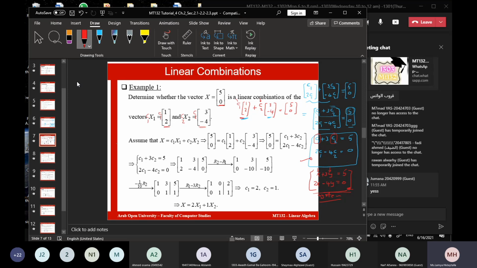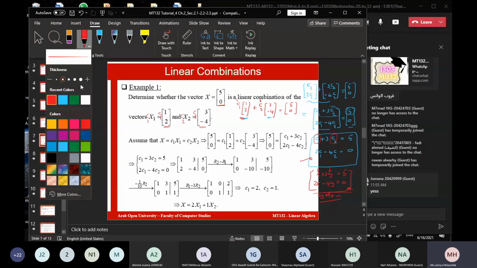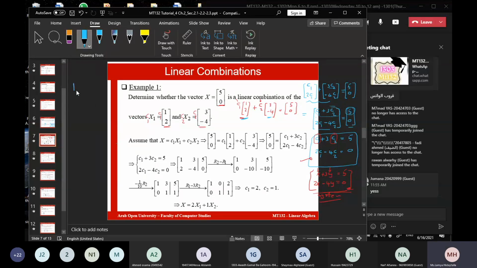Now, what remains to solve? I will find the augmented matrix, which is going to be 1, 1, 3, 5, and from the second row, 2, minus 4, and then 0. I need to solve this system for C1 and C2. What we do is reduce it to echelon form or triangular form, correct? So we start reducing, and I reach here.